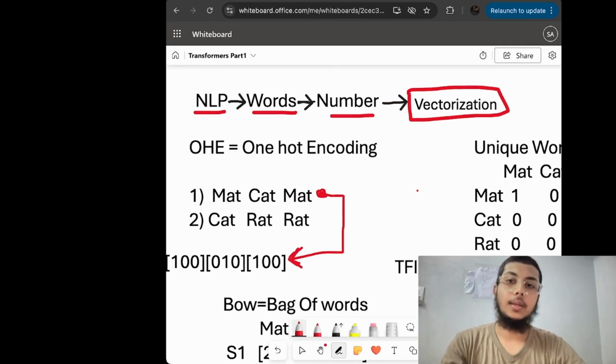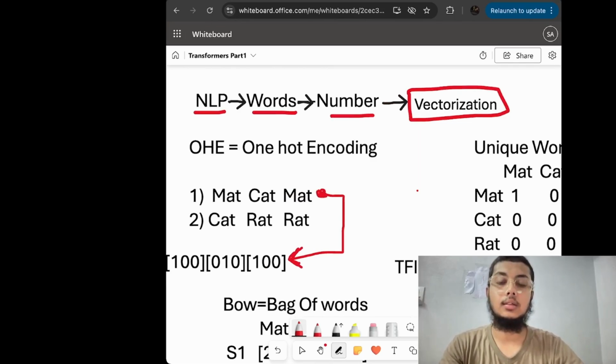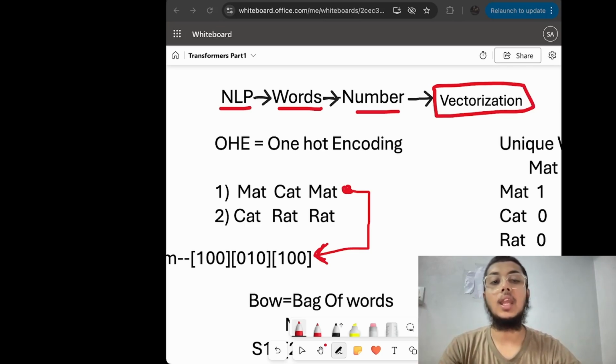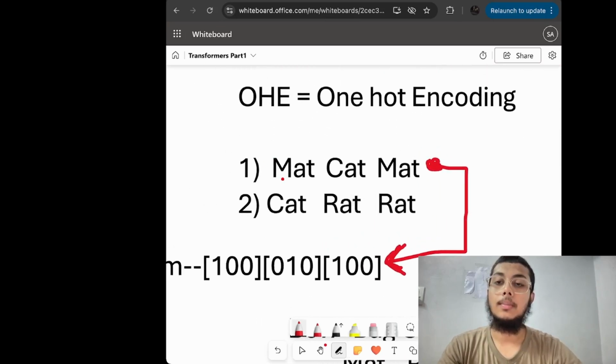So how do we do that? For doing that we have come up with a few techniques. People worked a lot to understand how we can convert words into numbers, and this is where some basic techniques come up. The first technique that came up was one hot encoding, where you have this sentence: mat, cat, mat, rat, rat.